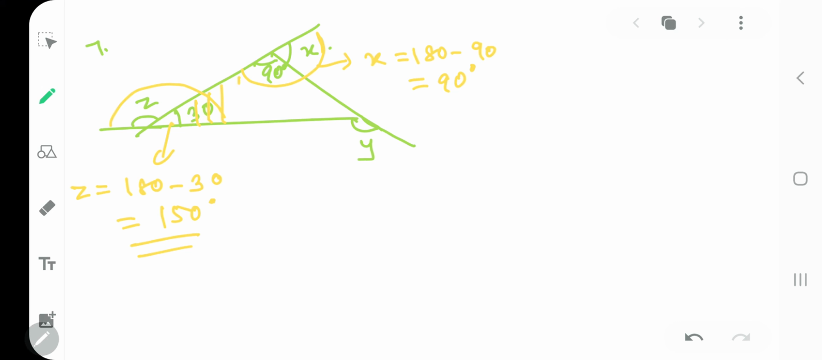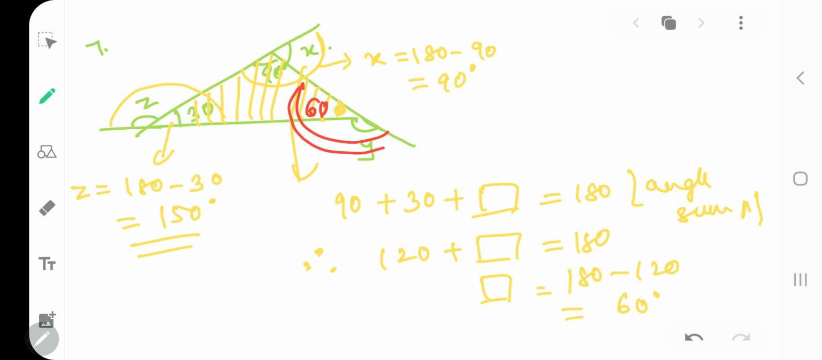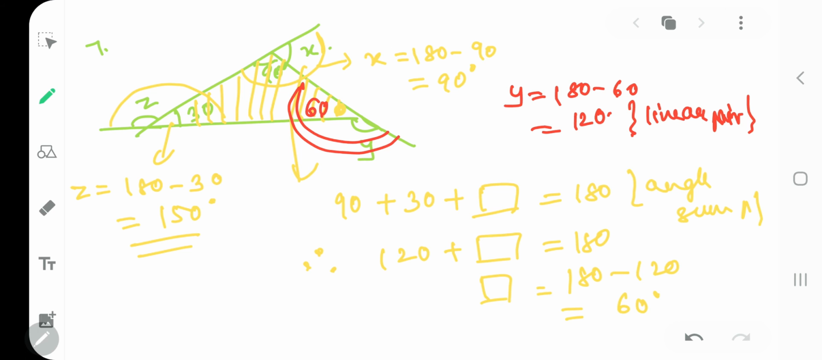Now jump on to the inner triangle. In your inner triangle, your one angle is 90, your other angle is 30, and your third angle you do not know. The sum is equal to 180, angle sum property. Therefore, 120 plus what is equal to 180. So you got the remaining angle as 180 minus 120, that is 60. So you got this angle as 60. Once you got this as 60, can you not find the linear pair of 60? That is y. So y will be 180 minus 60, that is 120. Reason being linear pair angles. Clear?